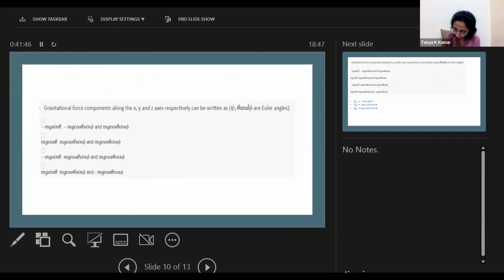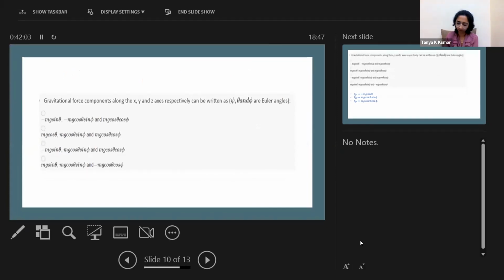Gravitational force components along the x, y, and z axes respectively can be written as, given that xi, theta, and phi are the Euler angles. We had studied this. It was a direct formula. Can anybody tell me which one is the right one? We just discussed this in the beginning when we were going over the concepts.